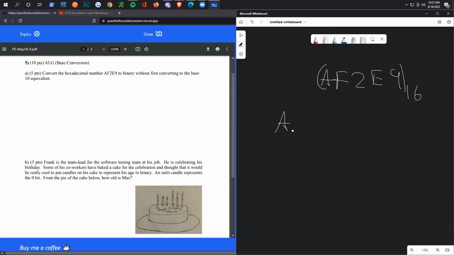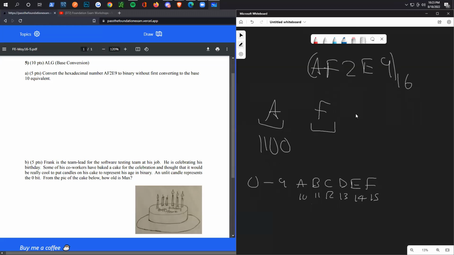So let's say A, remember it goes 0 to 9, and then we have A through F. Let me just write those out real quick. Okay. So A is going to be 10, and 10 is just this right here. Then we have F. That's going to be 15.